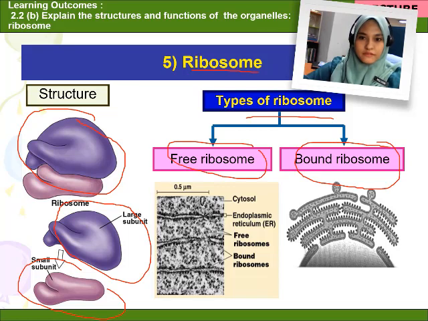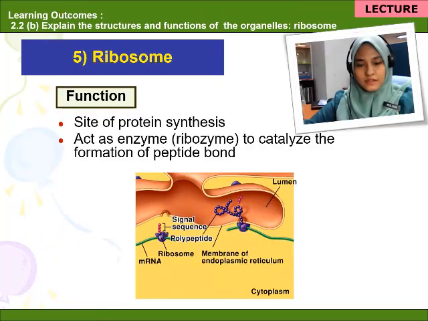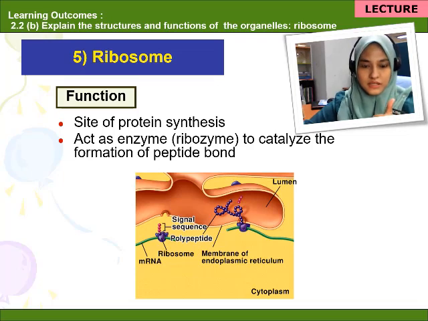Basically, the free ribosome lies freely in the cytoplasm and synthesizes proteins that function in the cytosol. While bound ribosomes are attached to the nuclear membrane or rough ER and synthesize proteins for export outside of the cell or for use in the lysosome. So basically, the ribosome has two functions: it is the site of protein synthesis, and it also acts as an enzyme to catalyze the formation of peptide bonds.